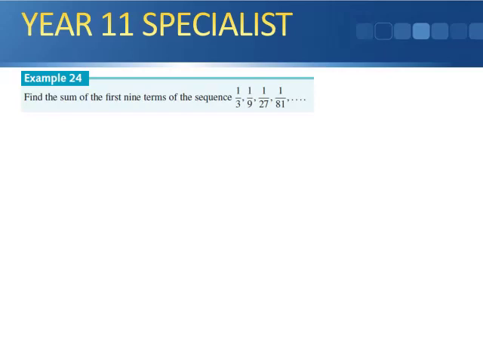Example 24. Find the sum of the first 9 terms of the sequence. So we can see here that A equals 1/3, my first term, and we can work out the R. The R will be 1/9 divided by 1/3, which ends up being 1/9 times 3 on 1, which ends up being 1/3. And I want to find the first 9 terms, so n equals 9.